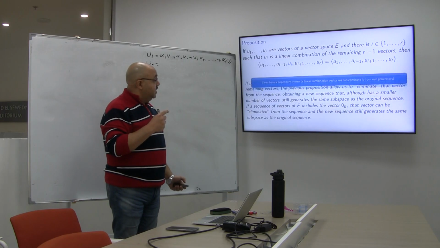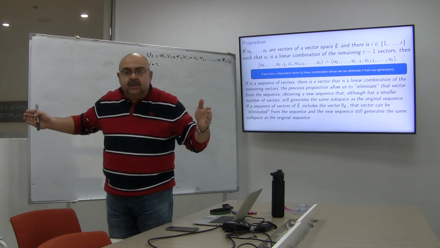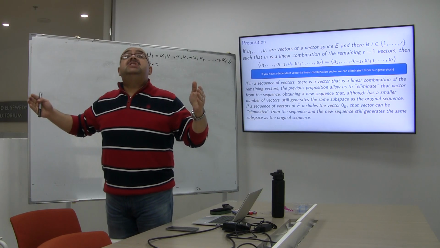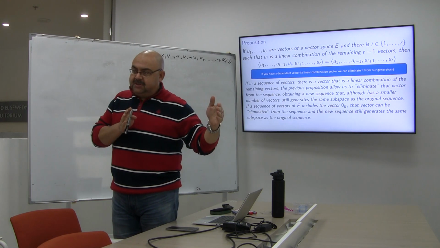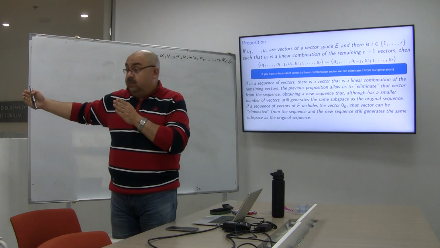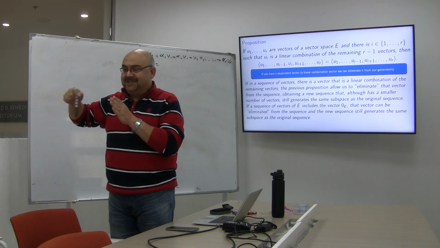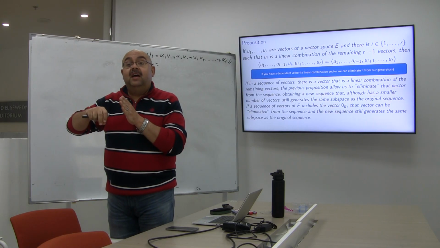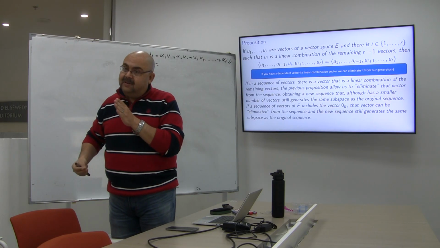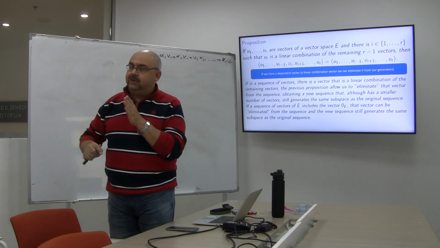This slide is all about this: if I have a certain set of vectors that can generate a vector space, but among this set there is one vector which is a linear combination of the others, I can take this vector out and still be able to generate this vector space.